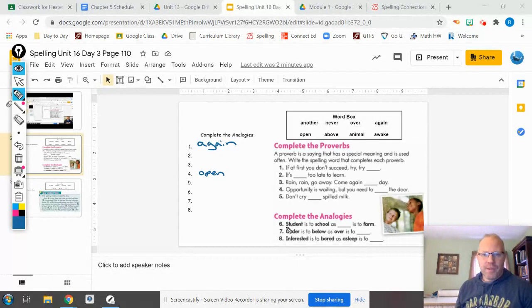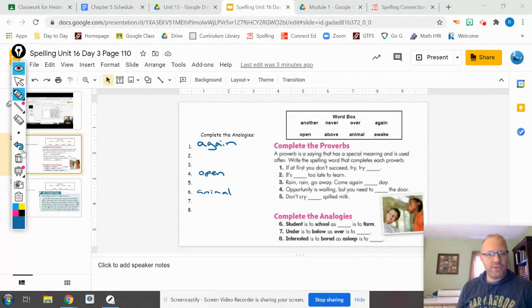Number six, analogies. Student is to school, so I think of a student goes to school. So what goes to the farm? An animal goes to the farm. As you can see, I changed "is to" to "goes to" because that's how they are related. Under is to below, so under means below. So over means what? Interested is to bored. Well, those are opposites. So interested is the opposite of bored. So asleep is the opposite of.